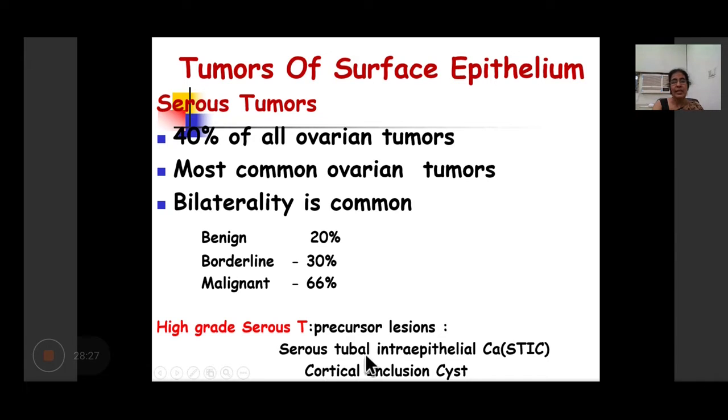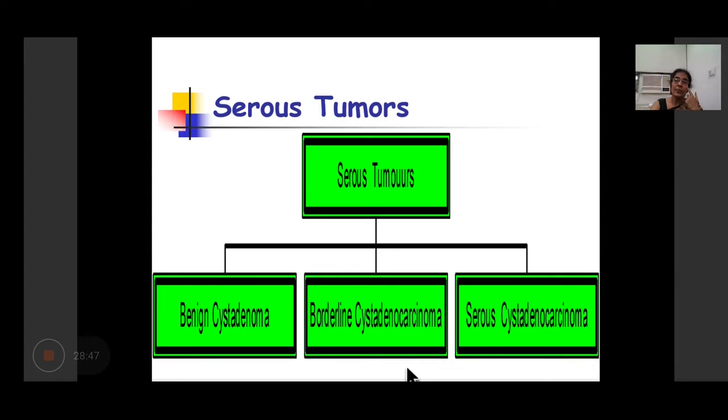The other precursor lesion can be the cortical inclusion cyst. That means the surface epithelium gets inside the ovary and forms an inclusion cyst within the ovarian cortex. So these two are considered as the precursor in situ lesions of the ovarian high-grade serous tumors. So apart from the serous adenocarcinomas, we have the benign one, which is called the serous cystadenoma.